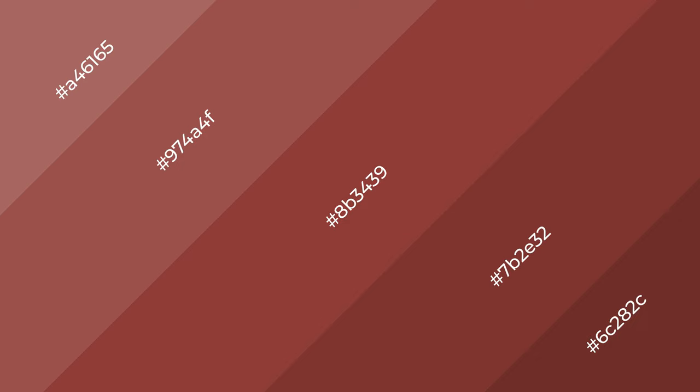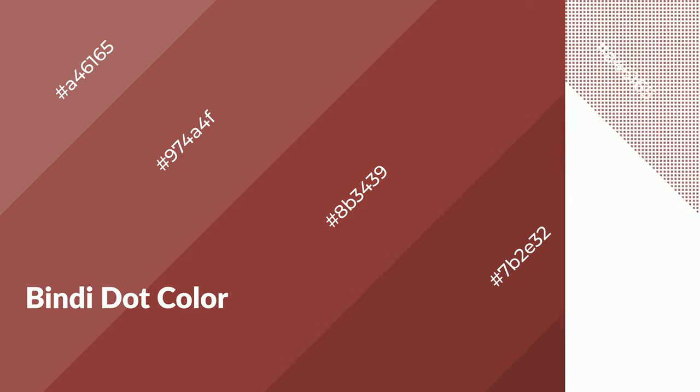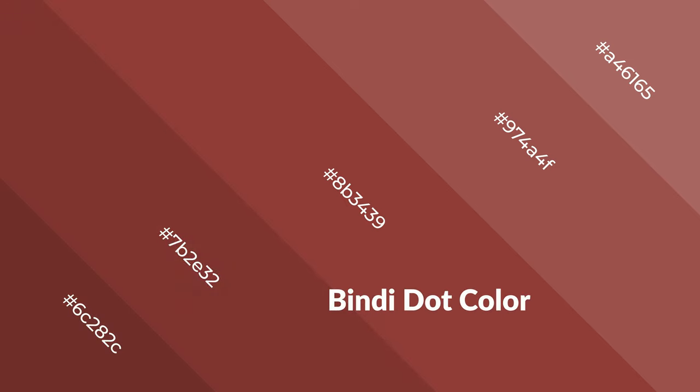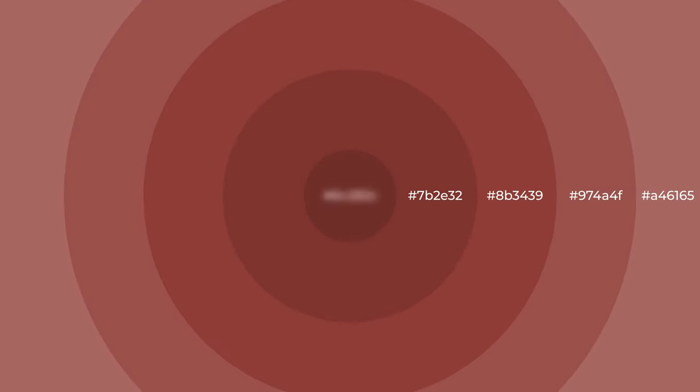Bindi Dot is a warm color, and it emits cozier and active emotion. Warm colors are symbols of warmth, fire, heat, and sunshine. It also evokes joy, passion, love, and even anger emotions. You can see them used in restaurants and gyms.